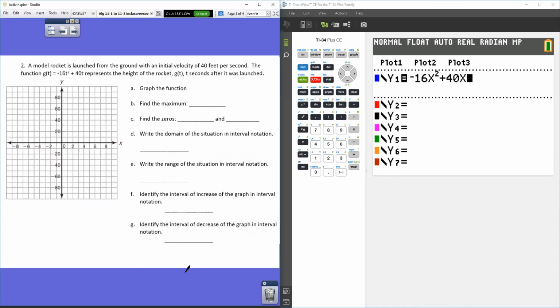All right, here's the biggie. Go ahead and try this one, please. You're going to want to type the equation into your y equals, just like I did over to the side: negative 16x squared plus 40x. It says t in the equation, but you need to type in an x.